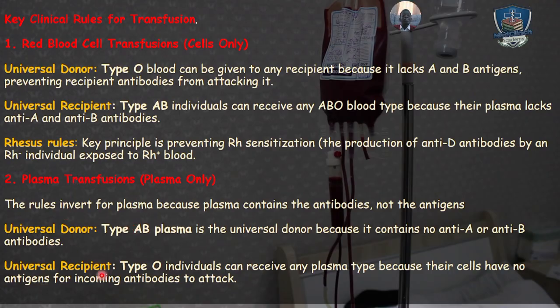This section is not well known because it's not commonly set in exams, but you should know it, as it may come in your exam. So you have to note that when it comes to plasma transfusion, the universal donor changes. Now the universal donor will be type AB, and the universal recipient will be type O. So I believe we are together. So this is all about transfusion.